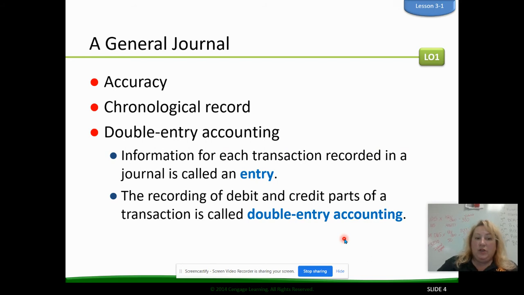So we use the general journal, one, because it helps us keep things separated. So it helps us look at each transaction and make sure that the information that we have is recorded in the correct account. It gives us a place to keep those things in order. And then, of course, it's an easy tool for us to see that double entry accounting because we have to have a debit and a credit for everything.